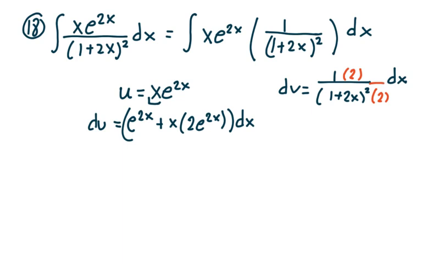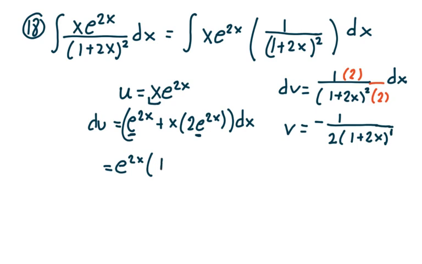Okay? So v is negative 1 over 2 times 1 plus 2x to the first. Okay? Now, make sure you're convinced of how I found v. All right? Now, this may not seem much, but look what happens. Notice the e to the 2x. I'm going to factor it out. And I'll be darned, I get e to the 2x times 1 plus 2x dx.